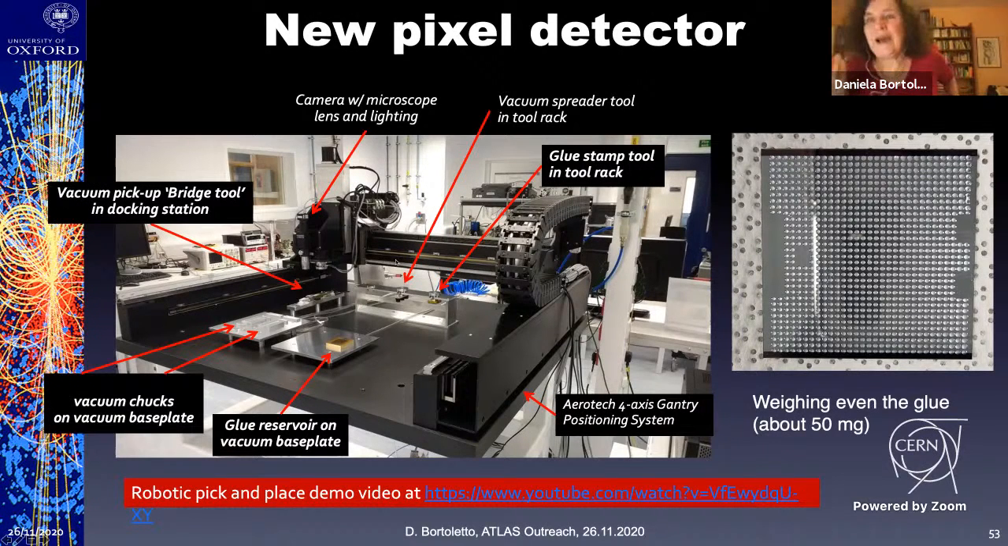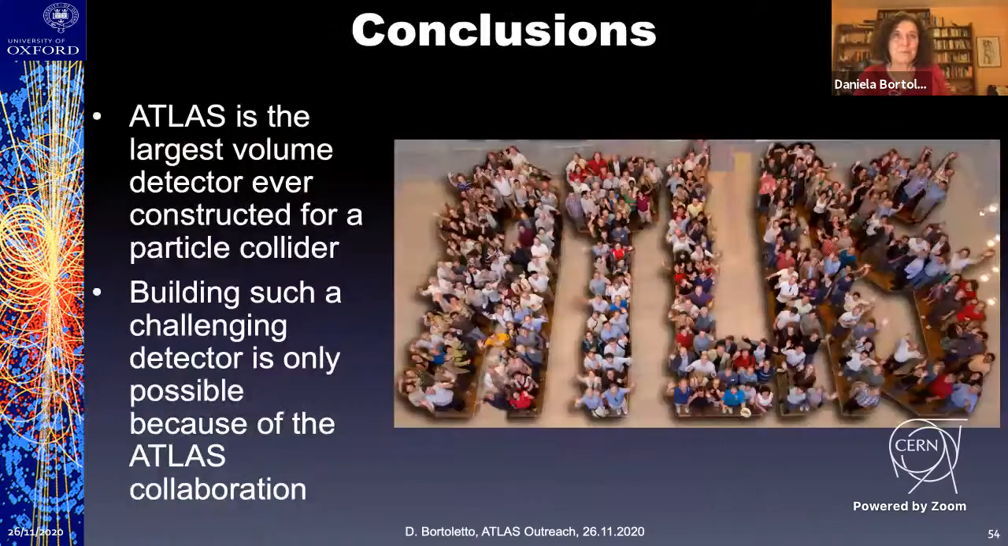Just to give you an idea, it's a pick and place machine that will pick, and we will have a stamp, for example, to distribute the glue, as you can see here, on a sensor, and then glue the hybrid to the sensor. And we are checking the material so much that we know exactly how much glue we distribute, about 50 milligrams of glue, okay? So everything is done with a precision that is amazing, okay? And as I told you, the mechanical design must work at minus 55 degrees centigrade.